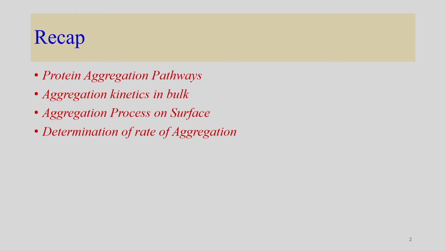So, hello everyone, today I will discuss the effect of surfaces on the aggregation of protein. We will quickly review the last lecture. In the last lecture we discussed the different aggregation pathways: one from the native to the intermediate to unfolded to aggregate; another from the native protein directly to aggregate; and a third where the native protein is chemically degraded and then converted to the aggregate.